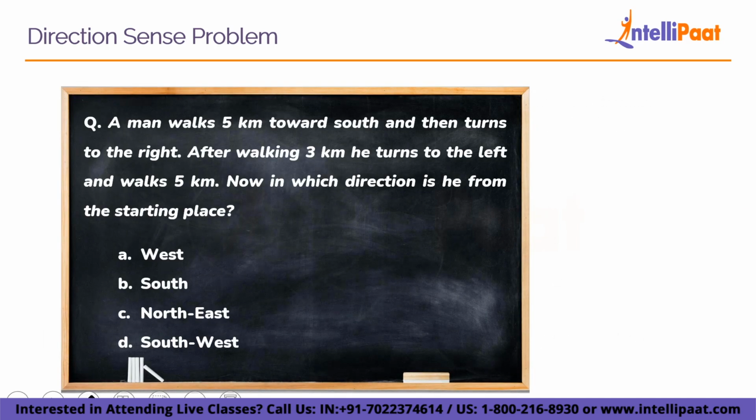Okay, now let's jump on to our first problem, and here our question is: a man walks 5 kilometers towards south and then turns to the right. After walking 3 kilometers, he turns to the left and walks 5 kilometers. Now, in which direction is he from the starting place?